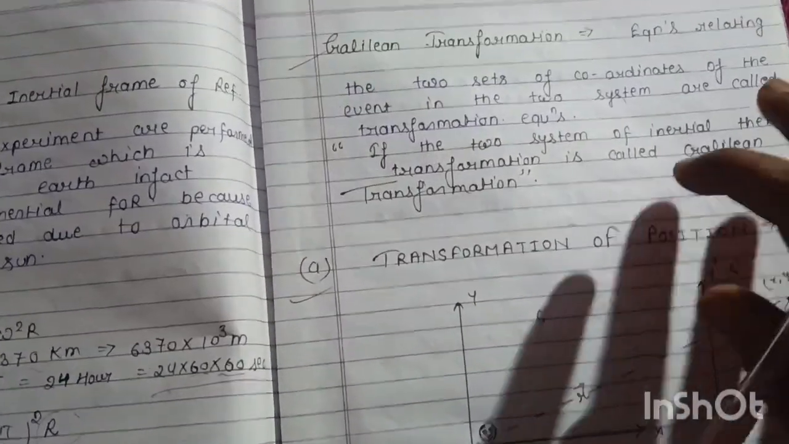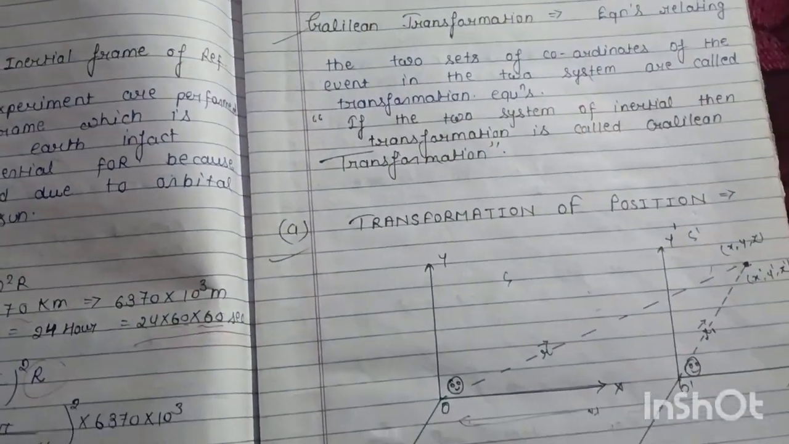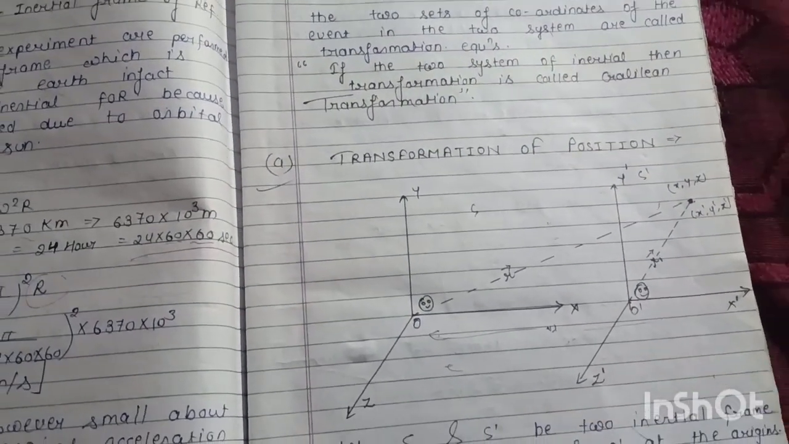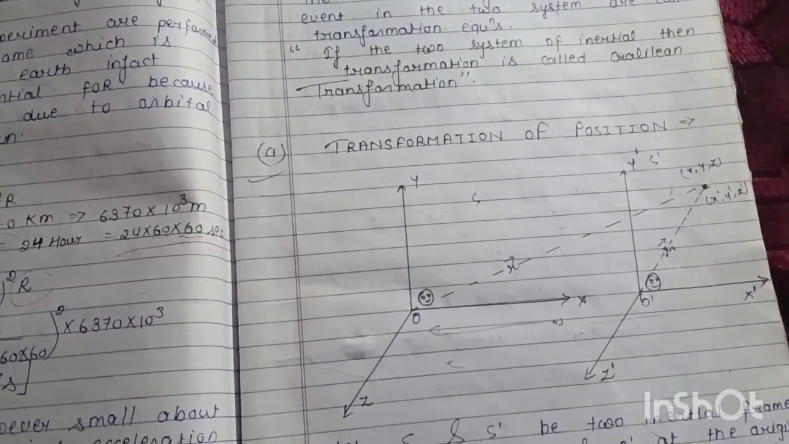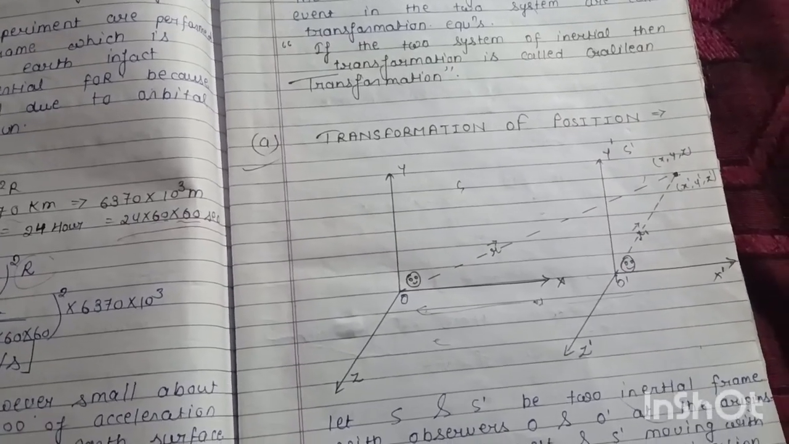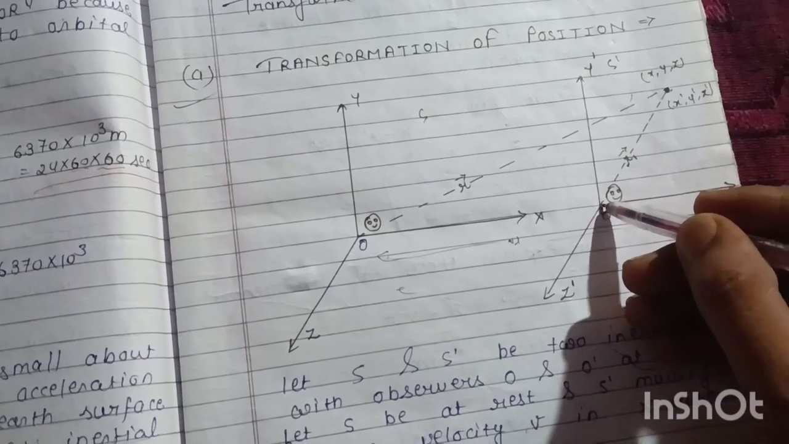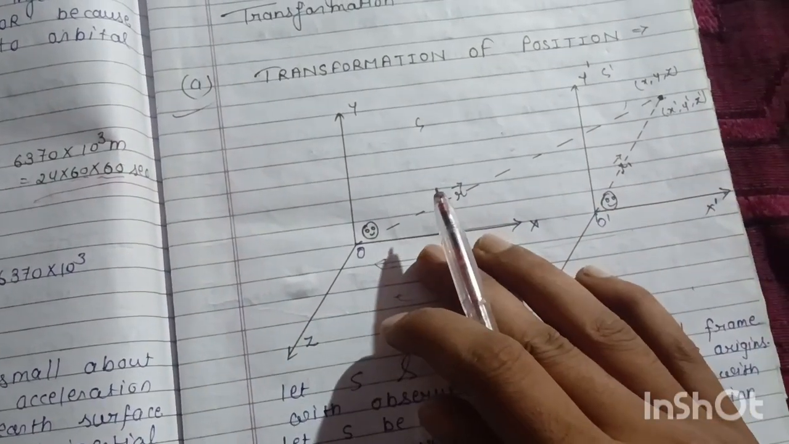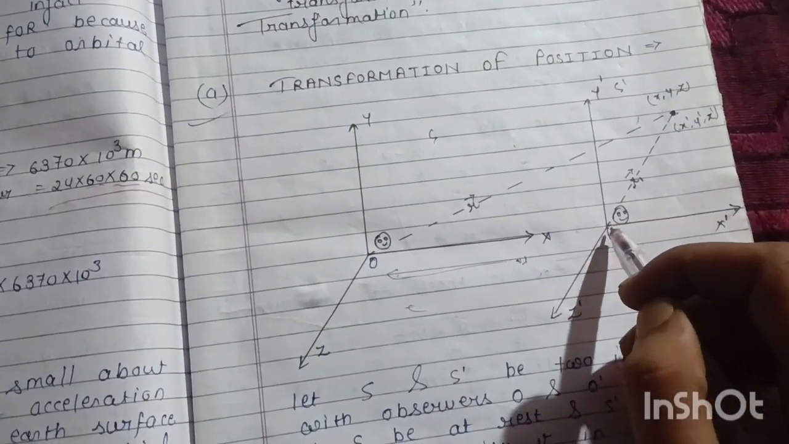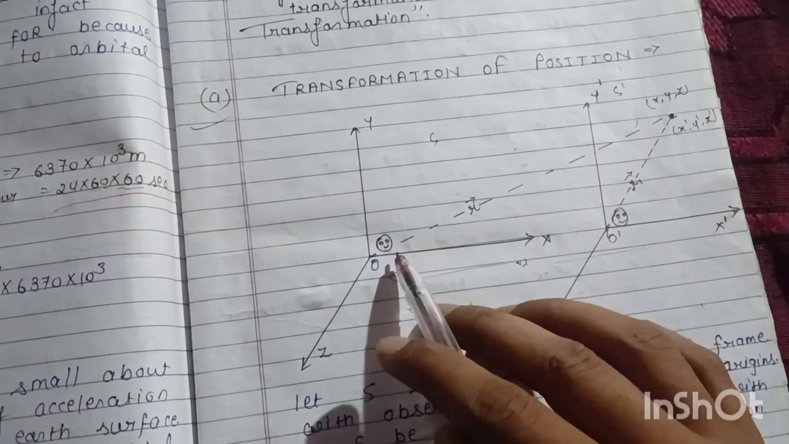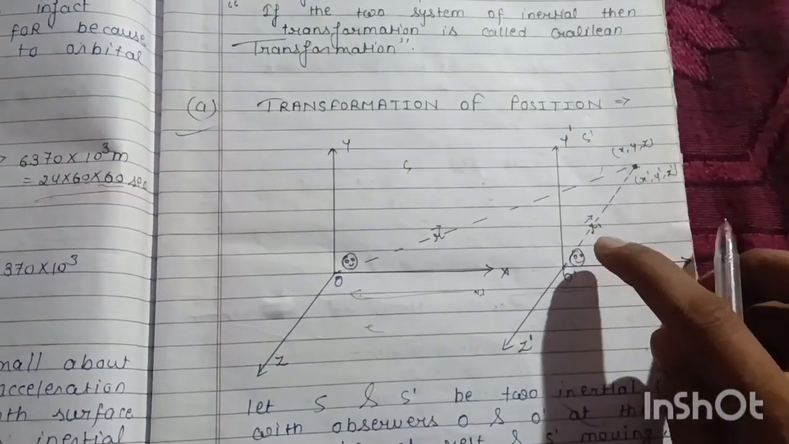So let's continue. What is a transform? I have explained frames of reference in the previous video. So let's see this figure first. Imagine this is frame 1 and this is frame 2, and this is the observer in frame 1 and this is observer number 2 in frame 2.